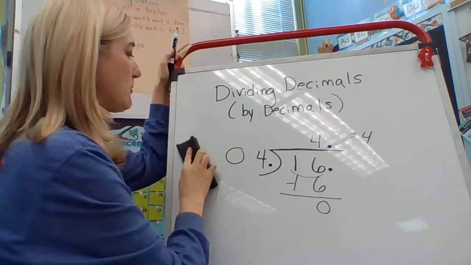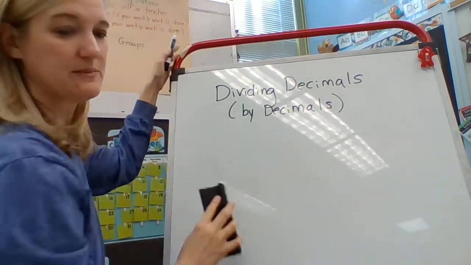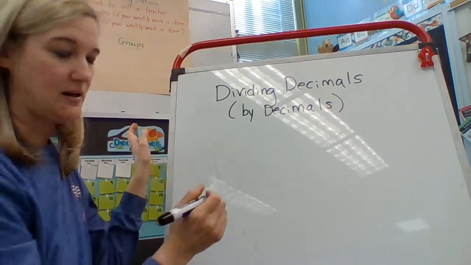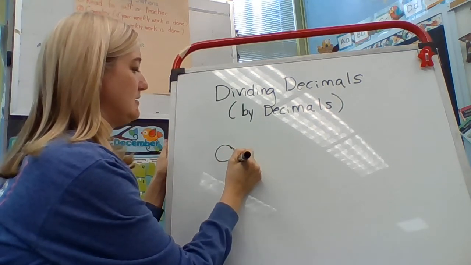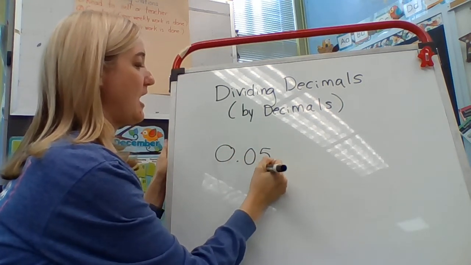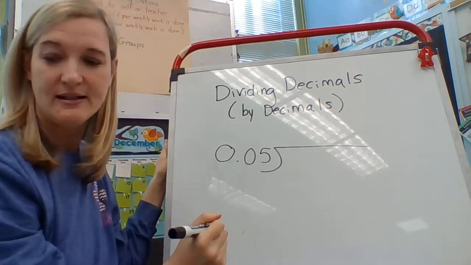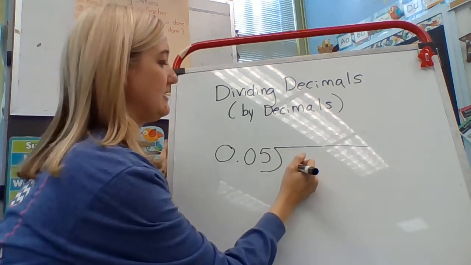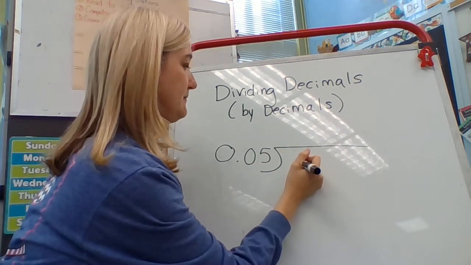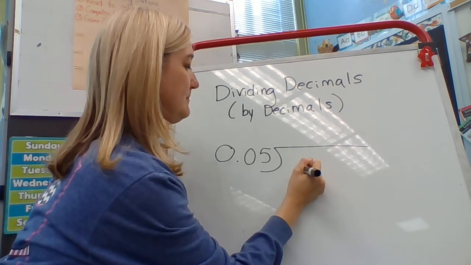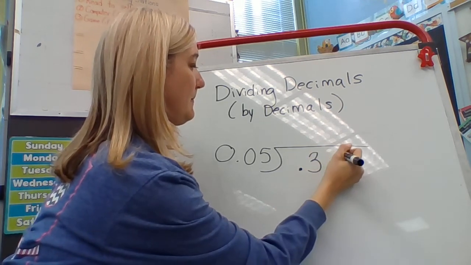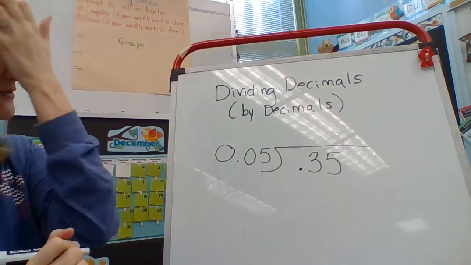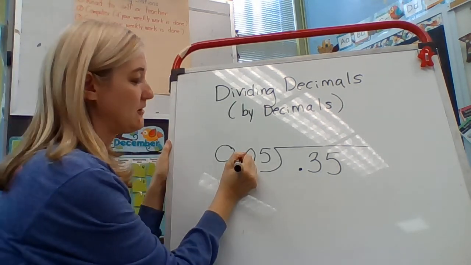Okay? I want to do one more with you all. Dividing decimals by decimals. 0 and 5 hundredths. And we're going to divide that into 35 hundredths. Okay, right here, we've got our decimal point.